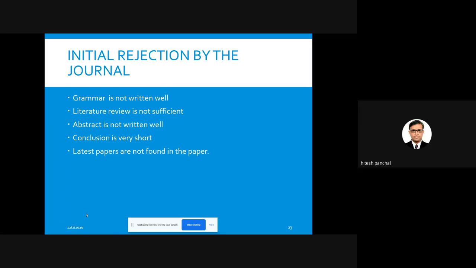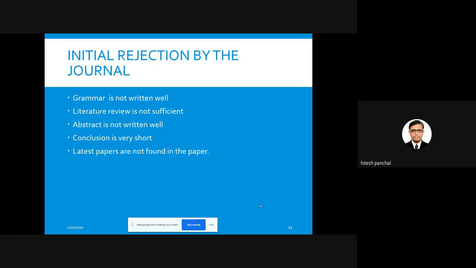initial rejection by the journal. Okay, so what are the different points? Some points I have added here. First one is the grammar. The grammar is not written well. If the editor-in-chief sees your paper and does not find good grammar in it, definitely your article will be rejected. Second one, the literature review is not sufficient. It is also a parameter behind the rejection of the article.